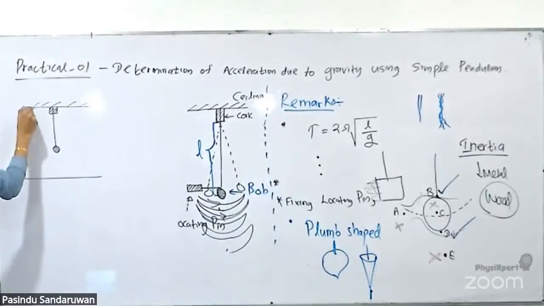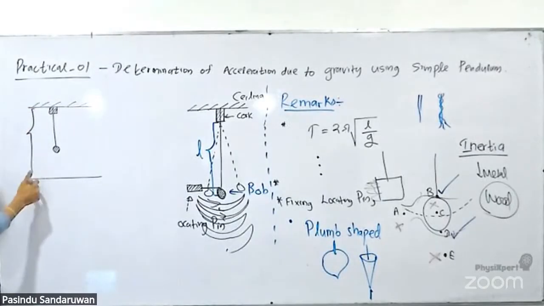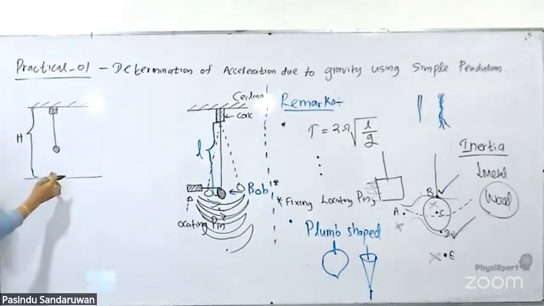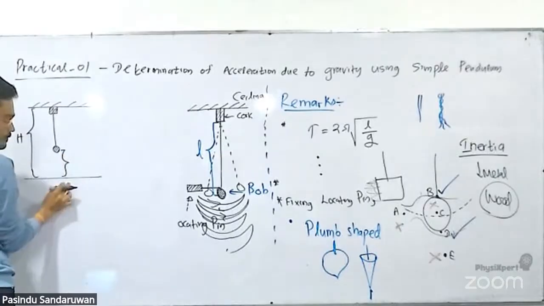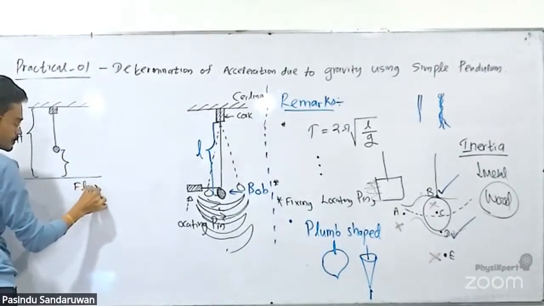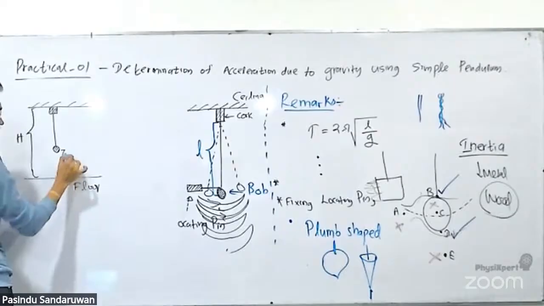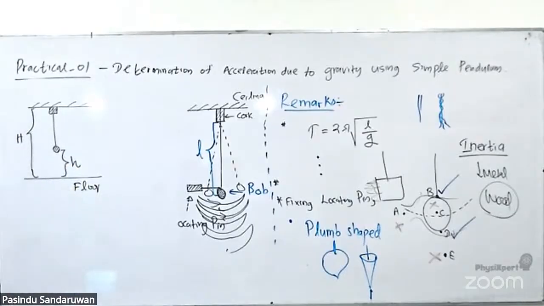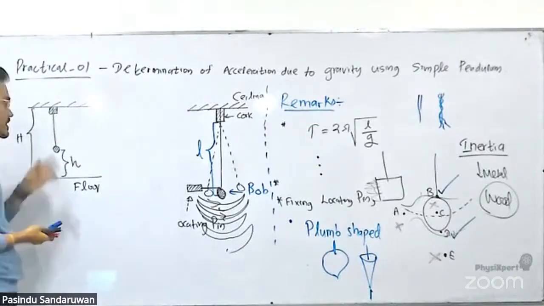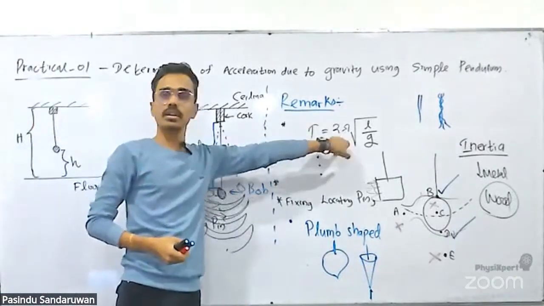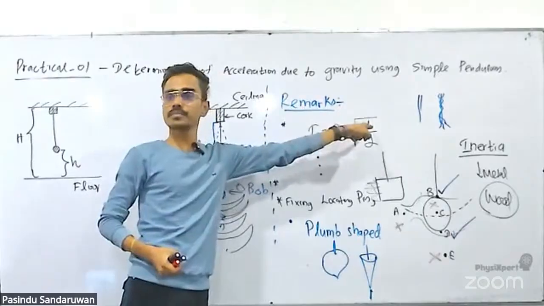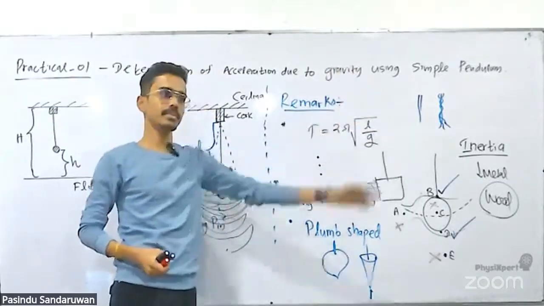Let's consider the height from floor to ceiling as capital H, and the height from floor to bob as simple h. Now you can rewrite the equation using these two terms by substituting L and repeat the experiment.